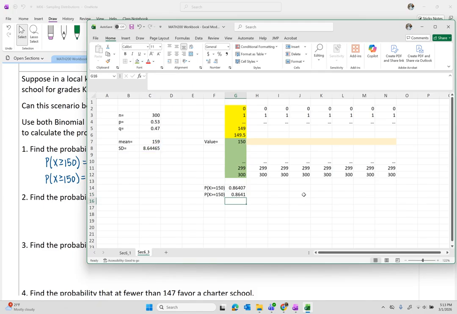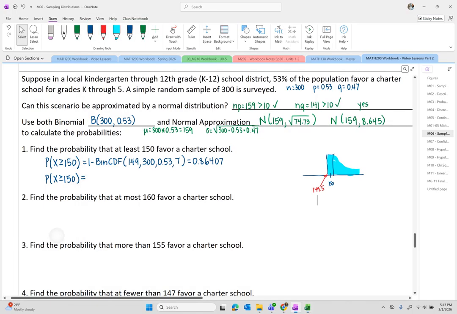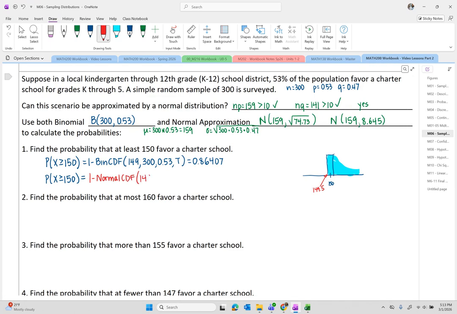And this answer comes out to be 0.8641. So 1 minus the normal CDF, I used 149.5 because this is now a continuous variable. The mean was 159. The standard deviation was this 8.645. And I did want the CDF because I wanted the probability to the left to be subtracted from 1. And that came out to be 0.8641. And they were very close to each other.